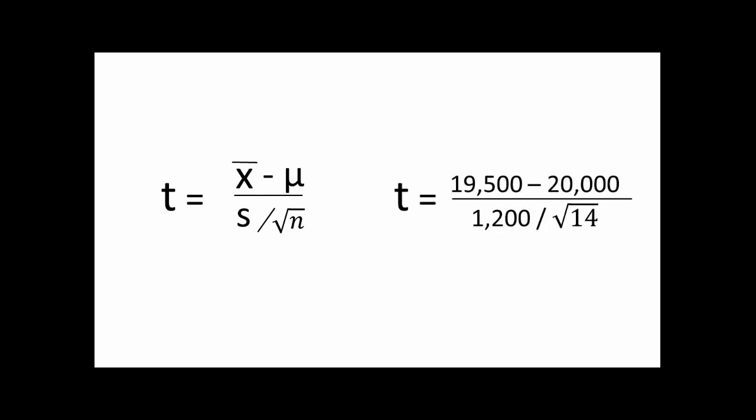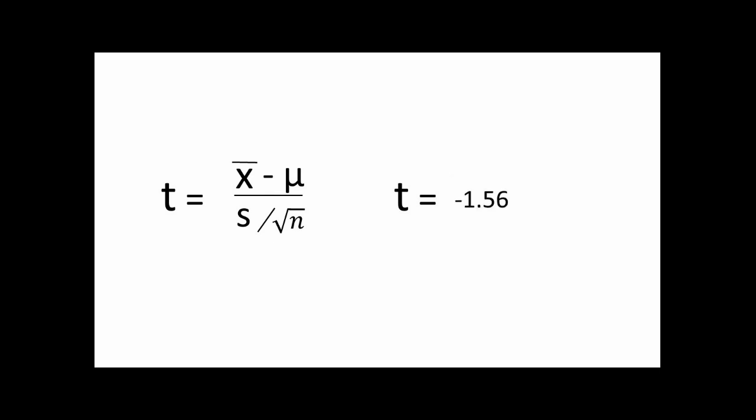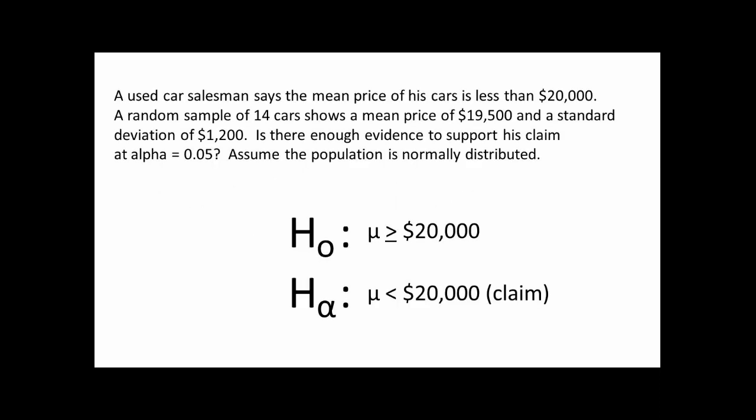Now, get the value of the test statistic, t equals x bar minus mu over s divided by the square root of n, which gets us a t-score of negative 1.56. This is not in the rejection area, so we cannot reject H naught, and at the 5% level of significance, we would say there is not enough evidence to support the claim that the mean price of his cars is less than $20,000.